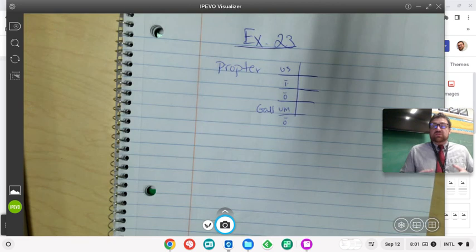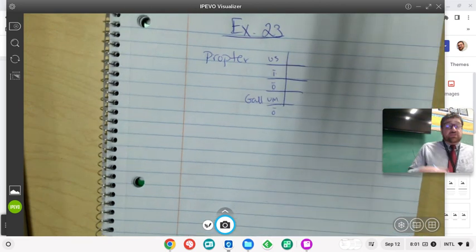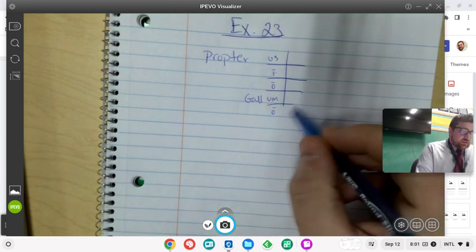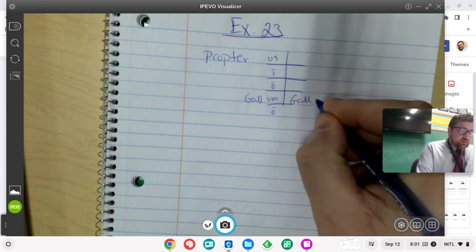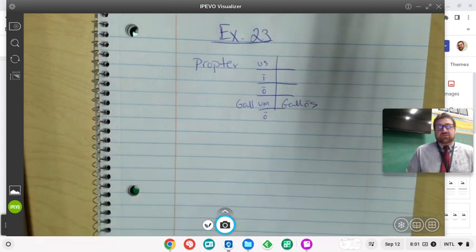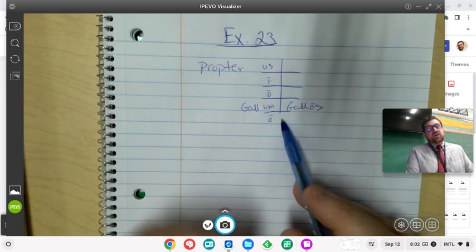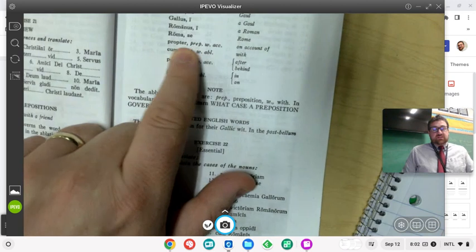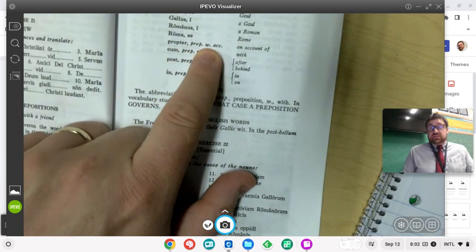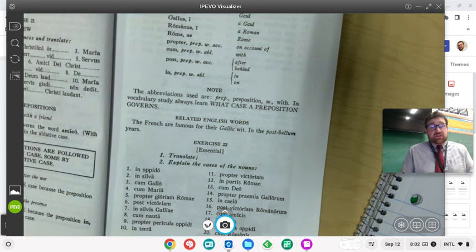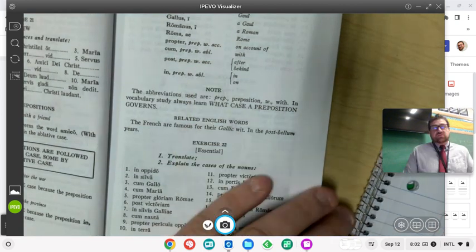We use the accusative. If we wanted to say on account of the Gauls, if it was on account of more than one Gaul, then we would also use the accusative. We would just use the accusative plural, and we would say propter Gallos, on account of the Gauls. So we would not use the nominative or any of the other cases with propter. This place in our book tells us that as a rule. When it gives us the word propter, or any preposition, it will typically tell us the case we're supposed to use with it.